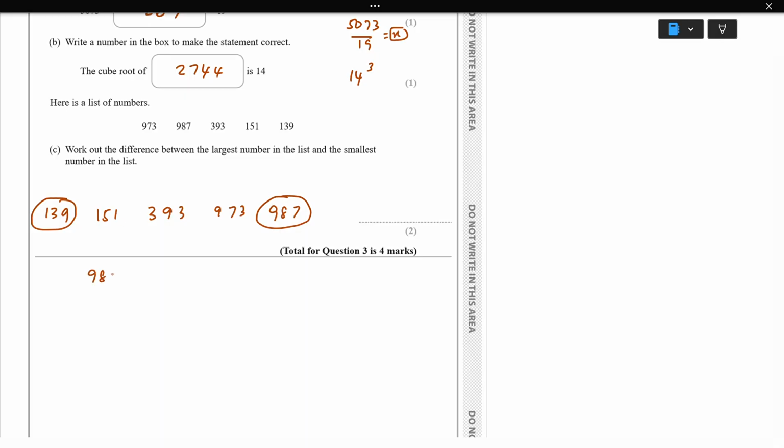So 987 minus 139, use the calculator and get the value. The answer is 848. So 848 is the correct answer.